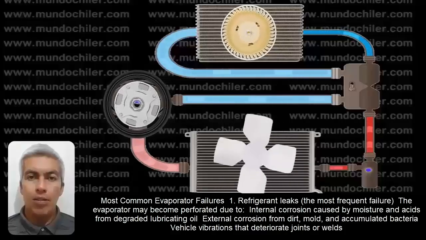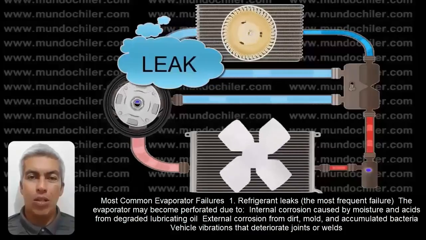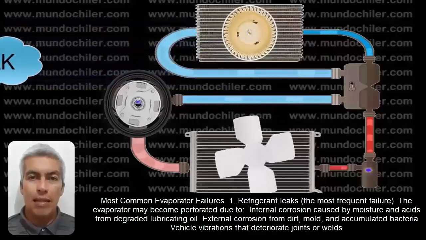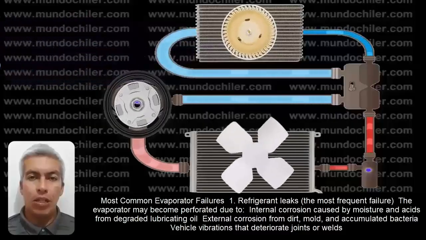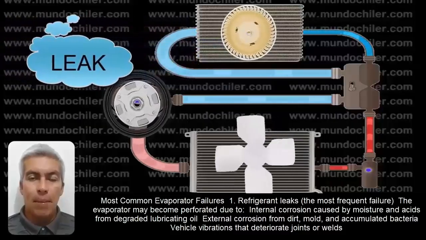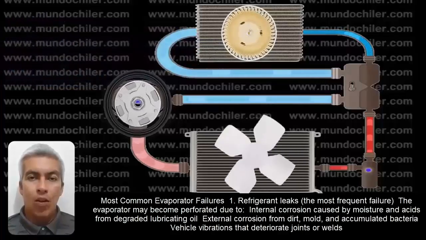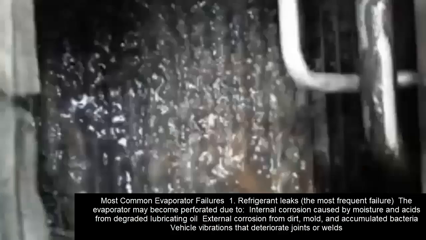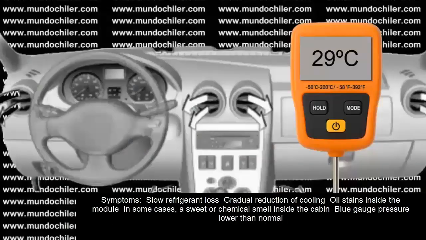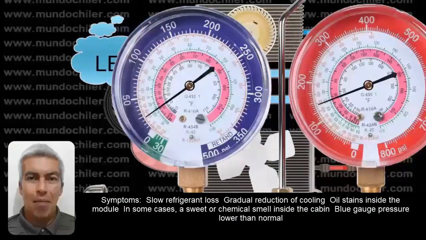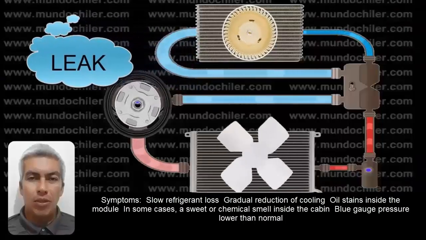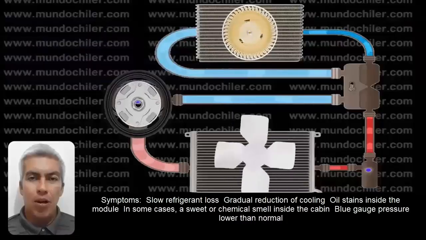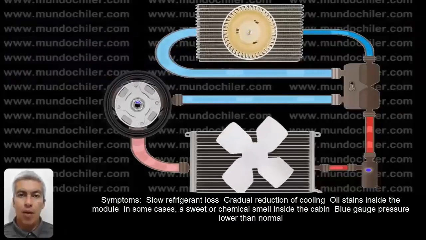Most common failures of the evaporator. 1. Refrigerant leaks, the most frequent failure. The evaporator may be perforated due to internal corrosion caused by moisture and acids from degraded lubricating oil, external corrosion from dirt, mold, and accumulated bacteria, or vehicle vibrations that deteriorate joints or welds. Symptoms: slow refrigerant loss, gradual reduction of cooling, oil stains inside the module, in some cases a sweet or chemical smell inside the cabin, blue gauge pressure lower than normal.